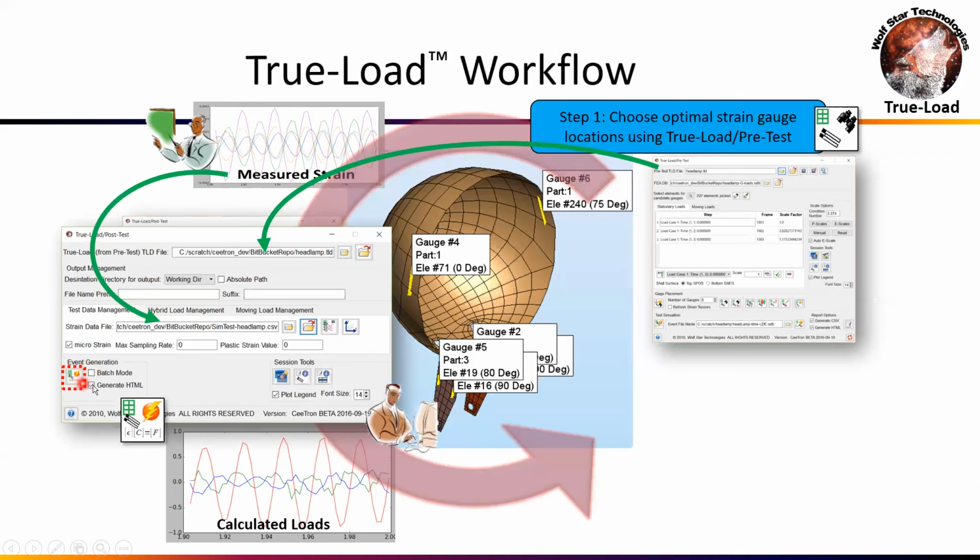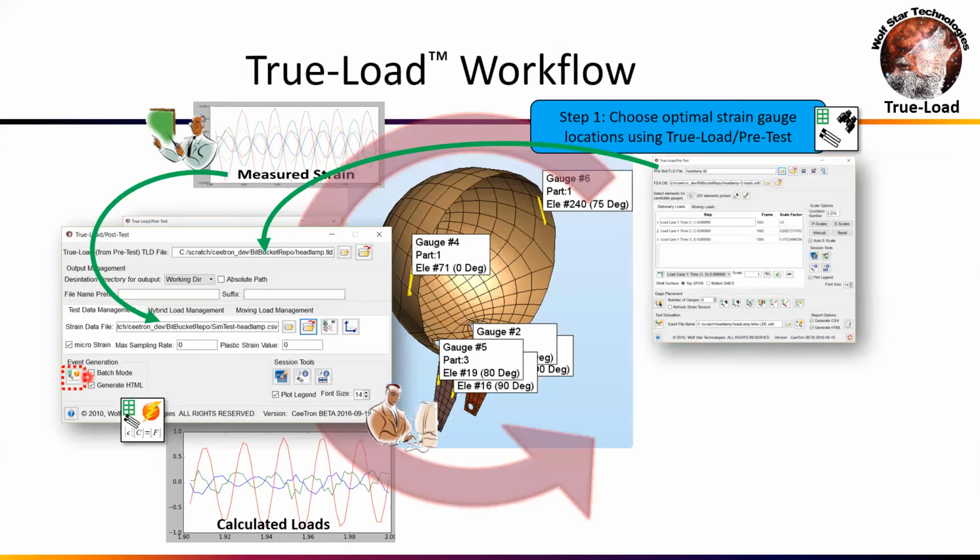When we push this button, TrueLoad is going to take the measured strain data, multiply it by the correlation matrix to generate the loading functions, and then take those loading functions and go back inside of the FEA model and pull out simulated strains at the gauges. Then it's going to generate HTML reports with plots of measured strain versus simulated strain, so we can see how well those loads are duplicating what we measured.